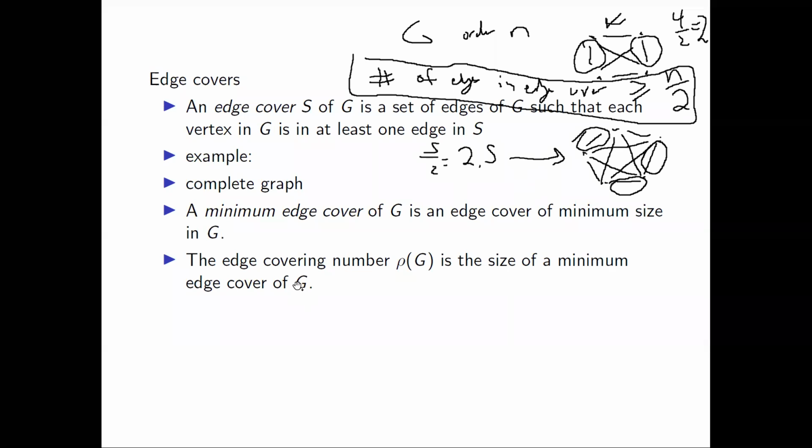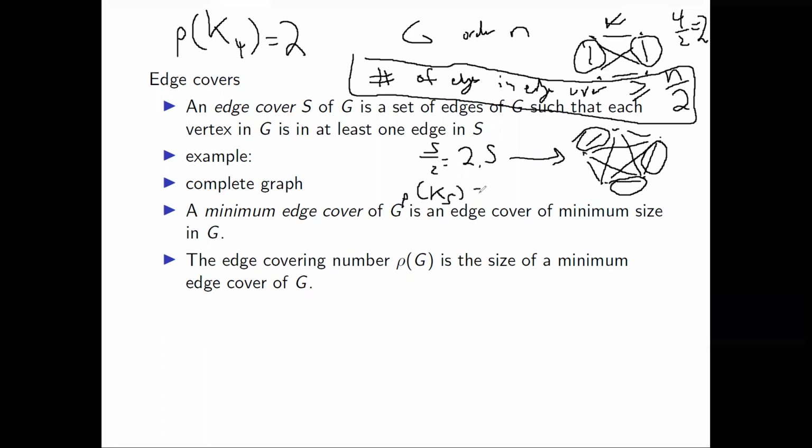And just like we had a parameter for the matching number, we also have a parameter for the edge covering number. So the edge covering number, and this is rho of G, we'll call it, it's the size of a minimum edge cover of G. So we can see, for example, up there with the K4, the edge covering number of that is just 2. And with the K5, the edge cover number of that was 3. So we know that for the K4, its edge cover number had to be at least 2, and we found an edge cover with exactly 2. So it's equal to 2.